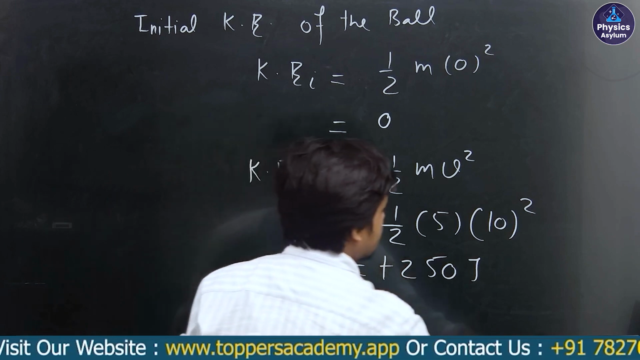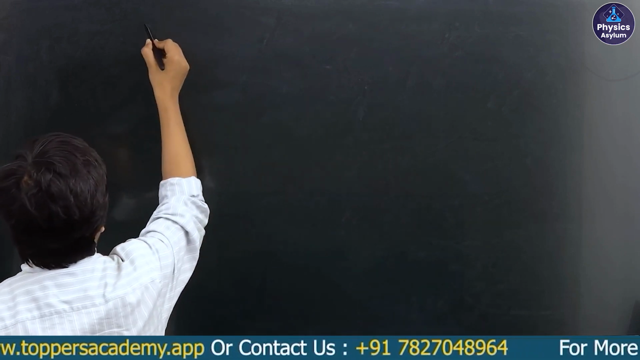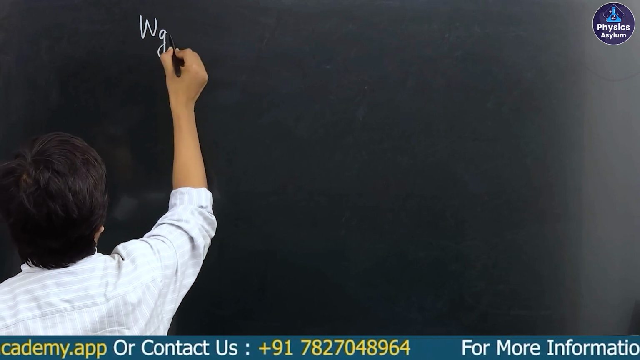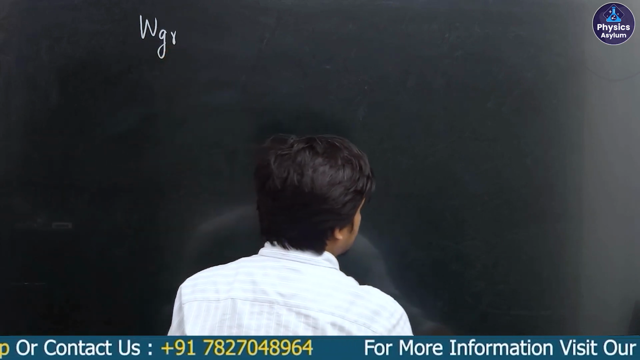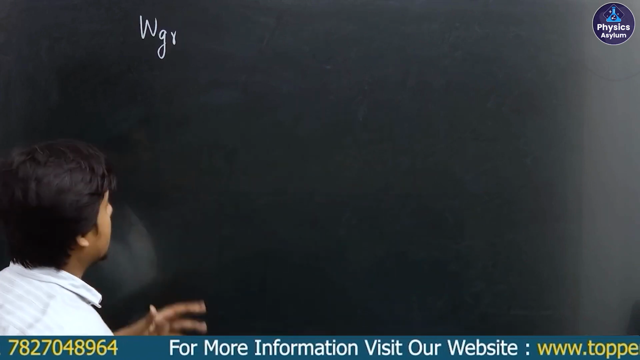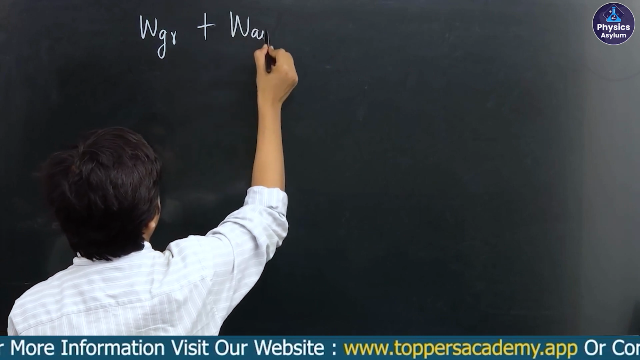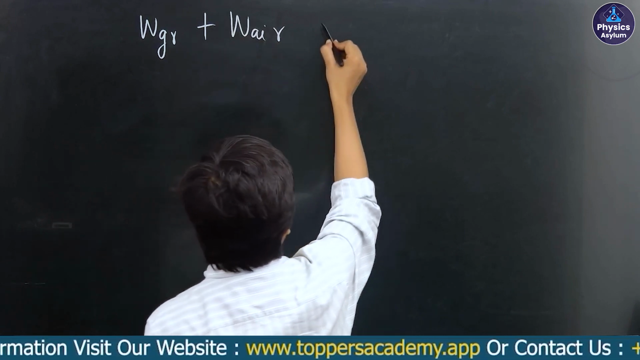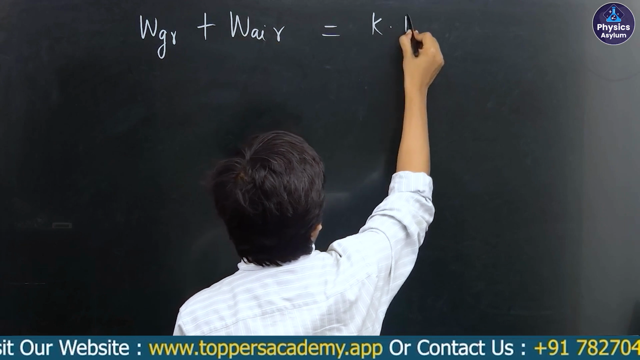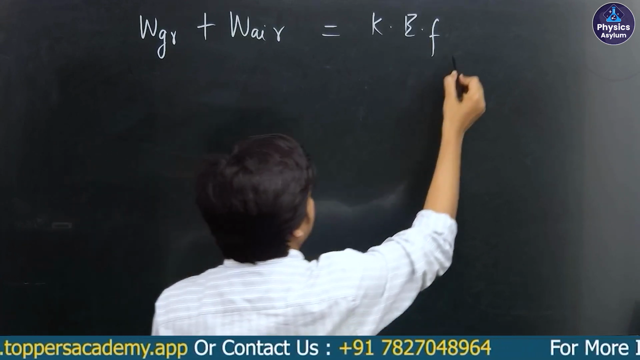Now use the work energy theorem. What is the work done by the gravity? Here only two forces are present. One is its weight, that is force due to gravity. Another is air friction. So work done by air friction will be equal to the change in kinetic energy.